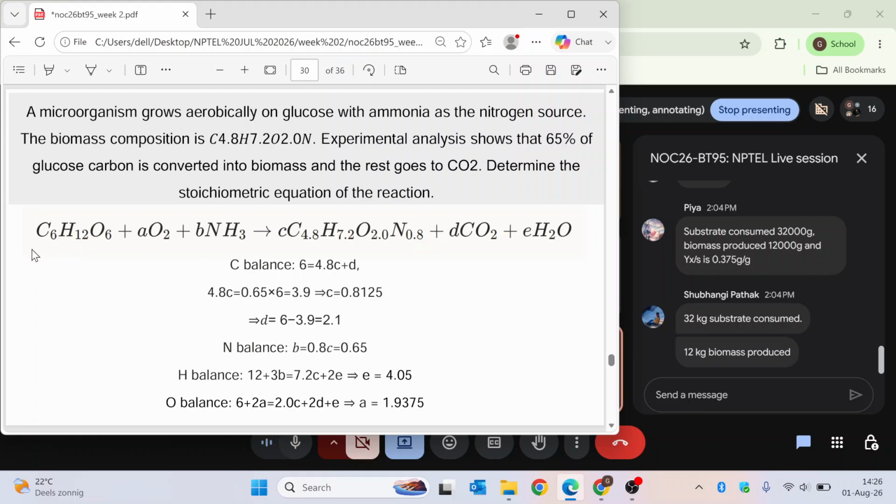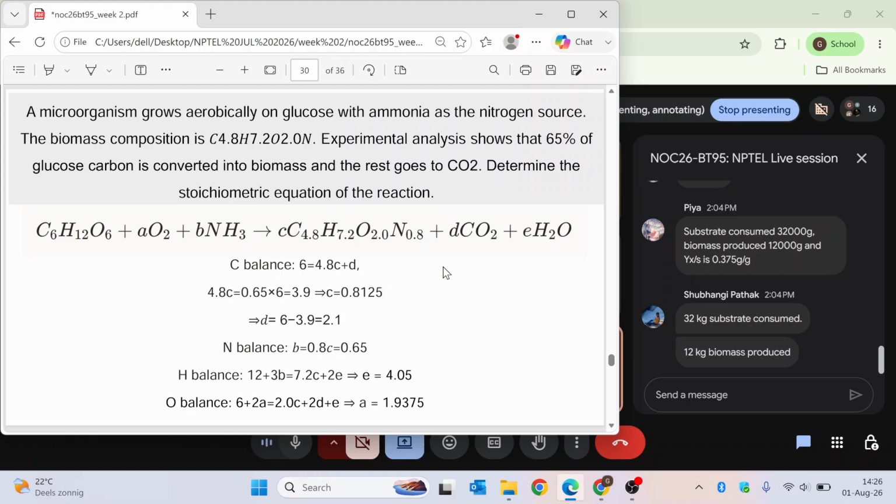So 6 into 65 percent is the 4.8 into C. That is what is mentioned here. 4.8 into C is 65% of this 6, which is 3.9. So with that you can find out what C is. Similarly, you just substitute the C value here and find out what D is. So now you know what C and D are from the carbon balance.